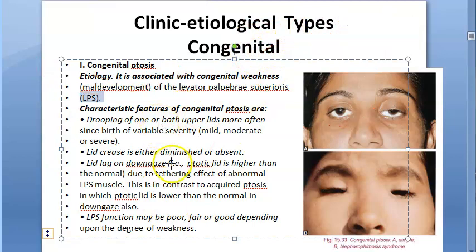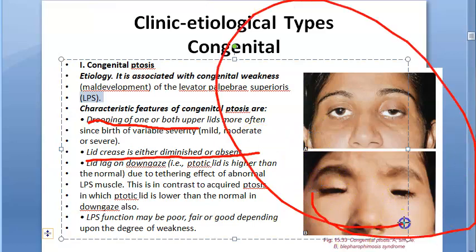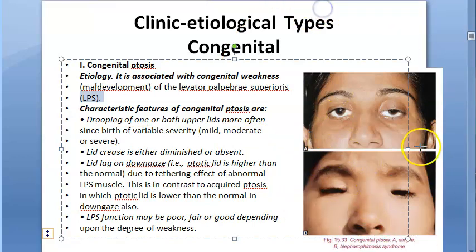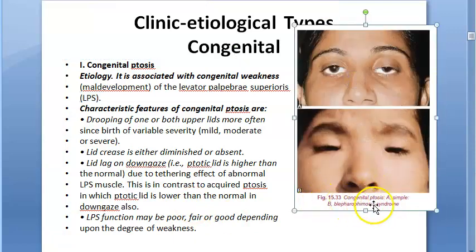What are the features of congenital ptosis? The features are drooping of both or one of the upper eyelids, obviously, and this will be since birth, yes. And this can be either mild, moderate, or severe. Yes, we know that. Lid crease is either diminished or absent. Okay, all these are congenital ptosis, by the way. So the person looks older. These are all congenital ptosis according to the textbook. Congenital ptosis, simple.